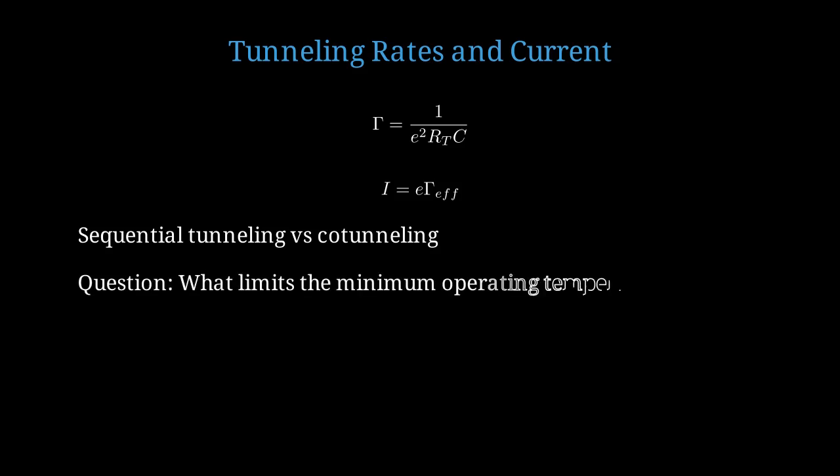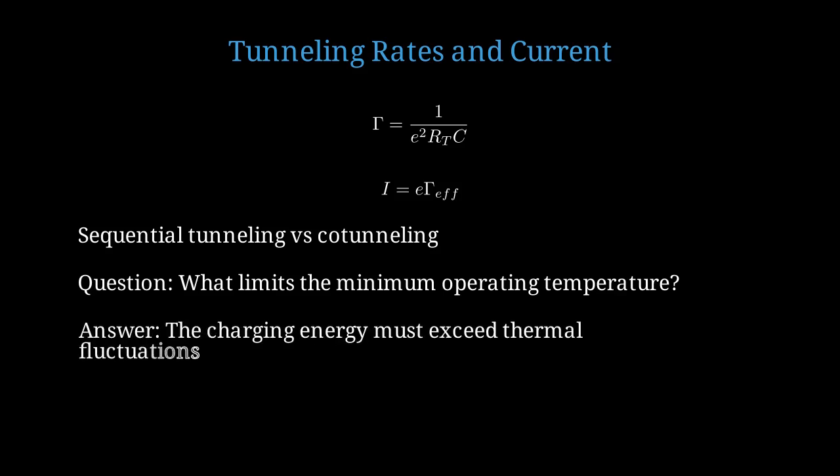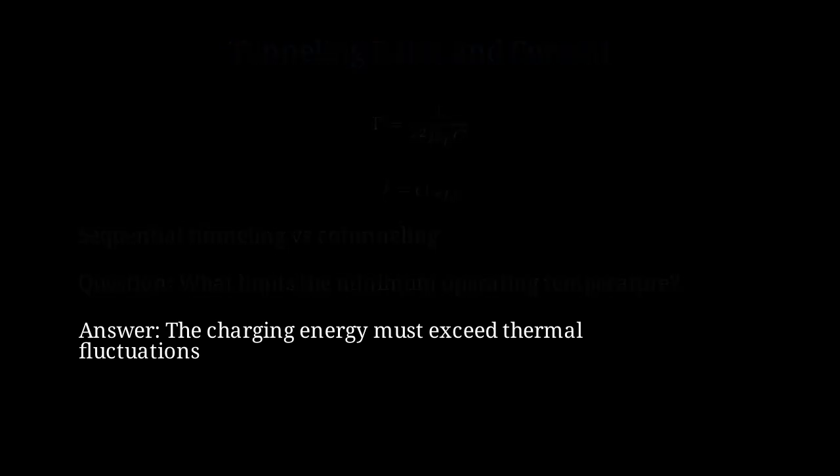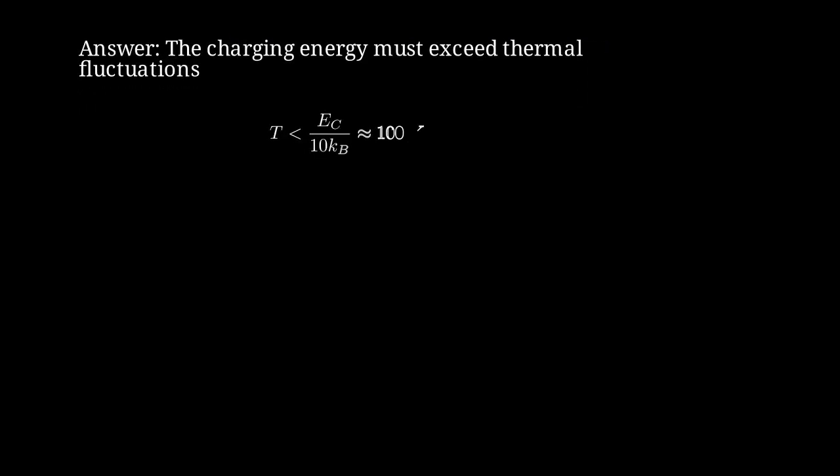Here's a critical question. What determines the minimum temperature at which an SET can operate? The answer is that the charging energy must significantly exceed thermal energy fluctuations. We need E_C to be at least 5 to 10 times kBT for clear operation. For our earlier example where E_C was 80 millielectron volts, the temperature must be less than E_C divided by 10 kB, which is approximately 100 Kelvin.